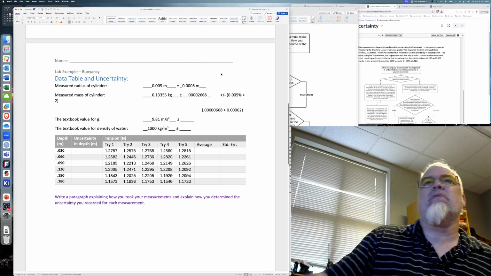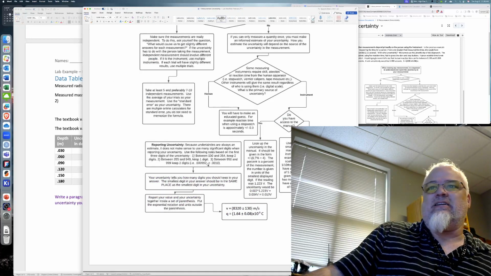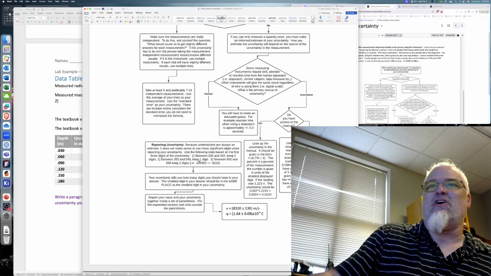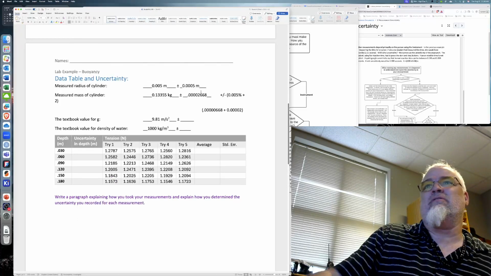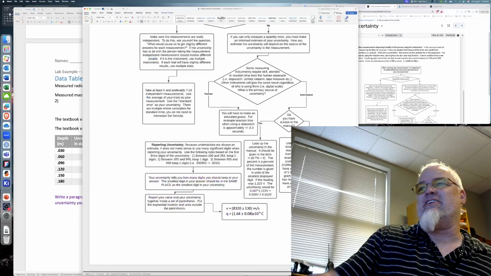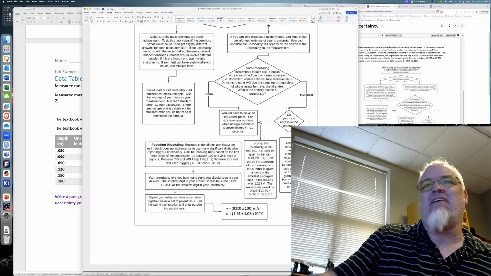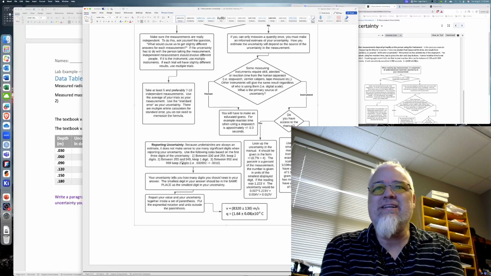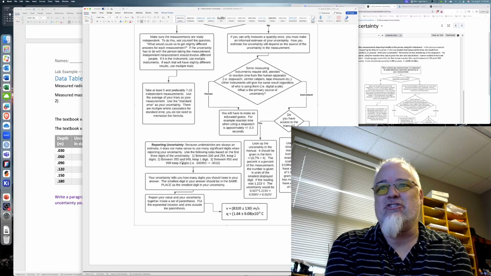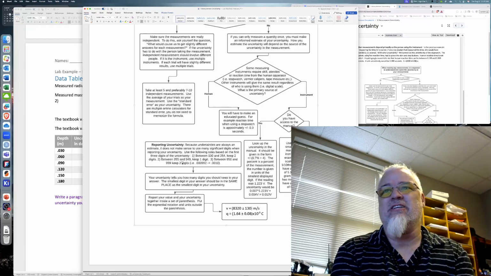Okay, so last thing on this chart is how do we report uncertainty? Uncertainties are always an estimate, so it doesn't make sense to write down 4 significant digits when you're doing an estimate. In fact, we're always going to either keep 1 digit or 2 digits when we write down uncertainty.